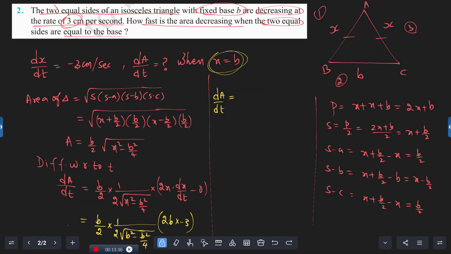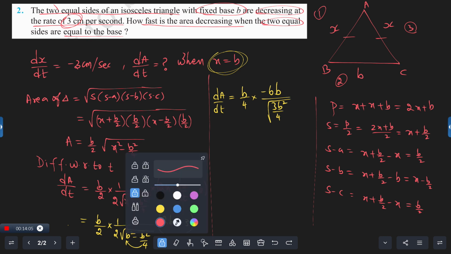You can write that 2 2s are 4. So that b divided by 4, multiply this together. When you multiply 3 2s are 6, that is minus 6 b divided by, and denominator, what is that? If you cross multiply, 4b square minus b square, 3b square. 3 times b square divided by 4 within a root.